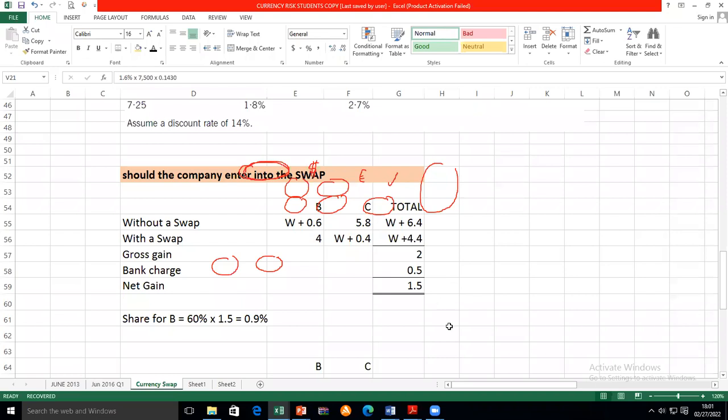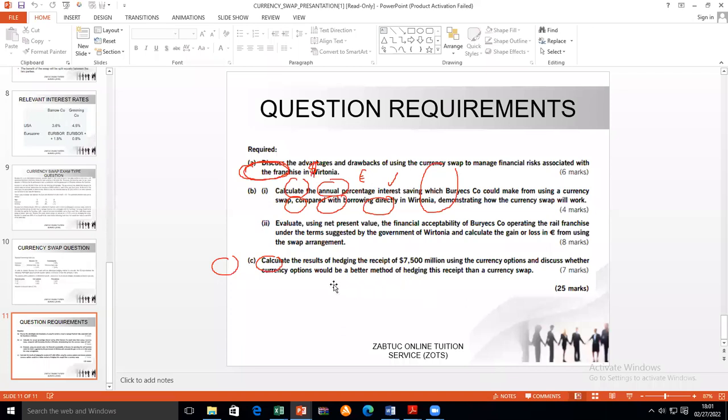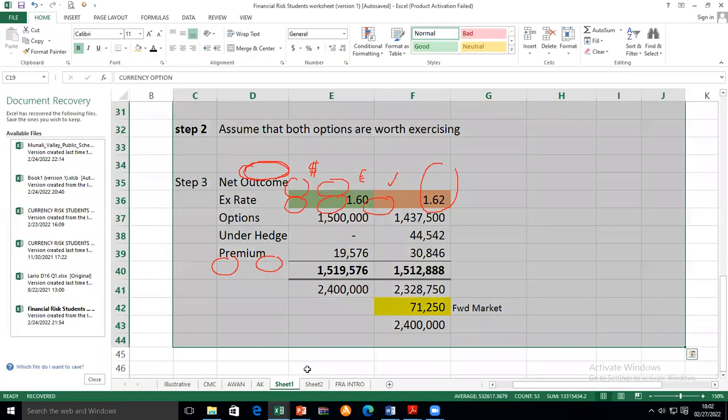Here we are. Just to get all of you to see the figures: calculate the results of hedging the receipt of 75 million using the currency option. So the whole 75, we're using the currency option. And discuss whether the currency option would be a better method of hedging this receipt than a swap. So I want to calculate to show whether, for the 75, you go the swap or the option way. So we come back.